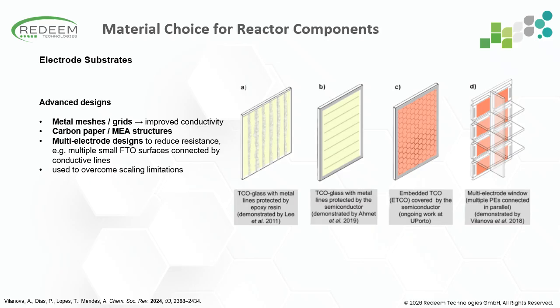Other concepts include, for example, carbon paper or membrane electrode assemblies, as well as multi-electrode designs, where the illuminated area is divided into several smaller photoelectrodes connected in parallel. So this shortens the electron transport distance and helps reduce resistive losses, especially as the devices increase in size. And these concepts become increasingly important during the scale-up, when the resistance of large transparent electrodes can otherwise become a major performance limitation.